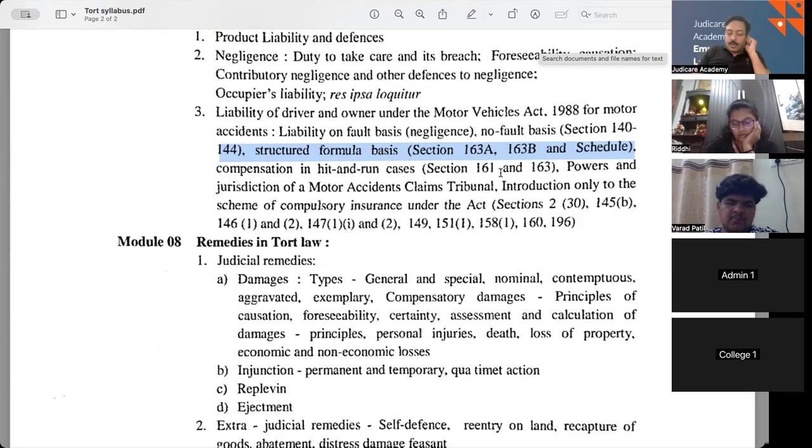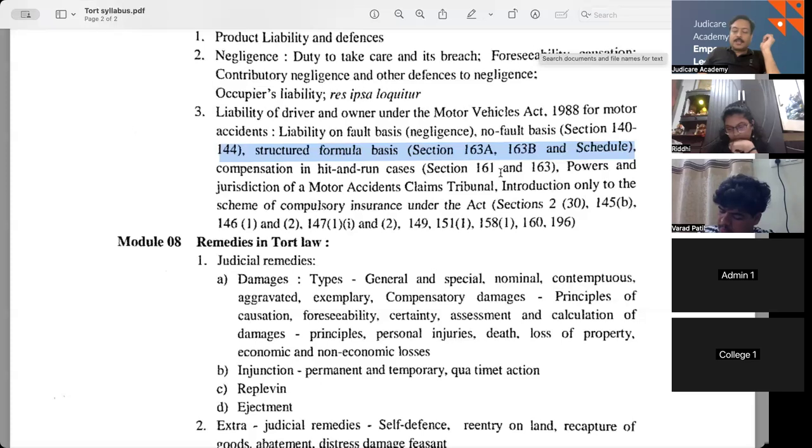So the very famous case laws in terms of this example of section 163B(a), which is the structured formula basis. So let's proceed with that. Exide Industries Limited versus Union of India is again one example. Basically, let's take another one because Exide we have already taken. Let's take Sanjeet Singh versus Oriental Insurance Company Limited. It's a matter of 2010.